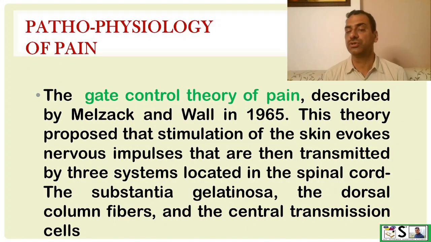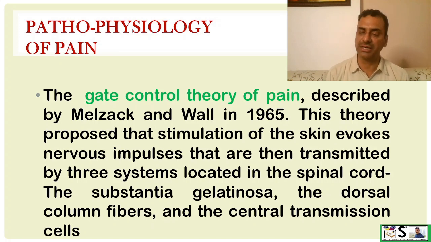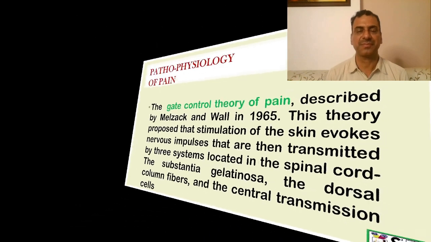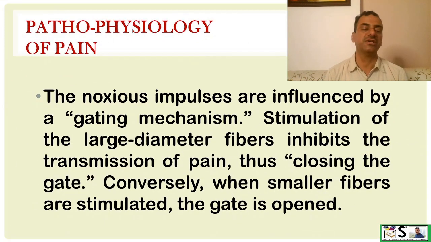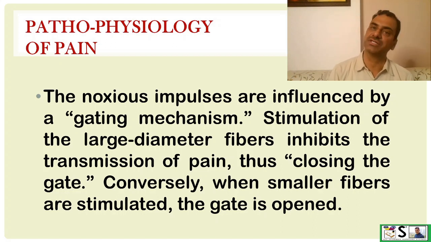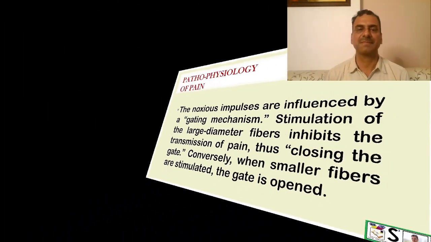There is the gate control theory of pain described by Melzack and Wall in 1965. This theory proposed that the stimulation of skin evokes nerve impulses that are then transmitted by three systems located in the spinal cord: the substantia gelatinosa, the dorsal column fibers, and the central transmission cells. The noxious impulses are influenced by a gating mechanism. Stimulation of large diameter fibers inhibits the transmission of pain, thus closing the gate. Conversely, when smaller fibers are stimulated, the gate is opened.